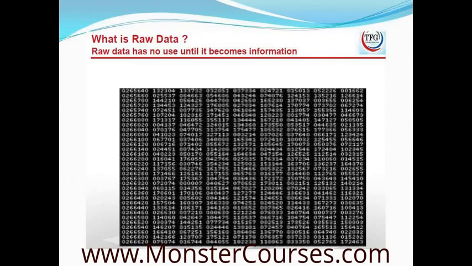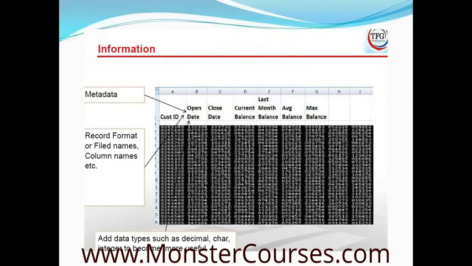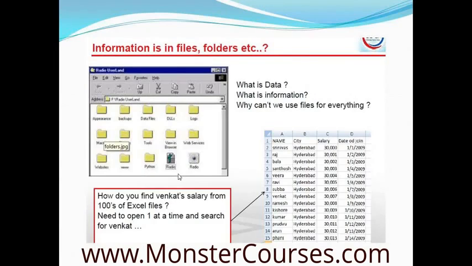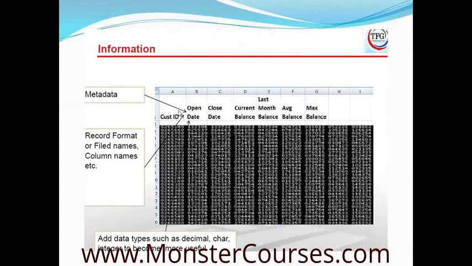This is the normal data we will see in files. By looking at this, we cannot understand what this data is. What we need to do is change it into information by giving the column names, and it becomes information. We call this metadata, data about the data. So customer ID is nothing but metadata.